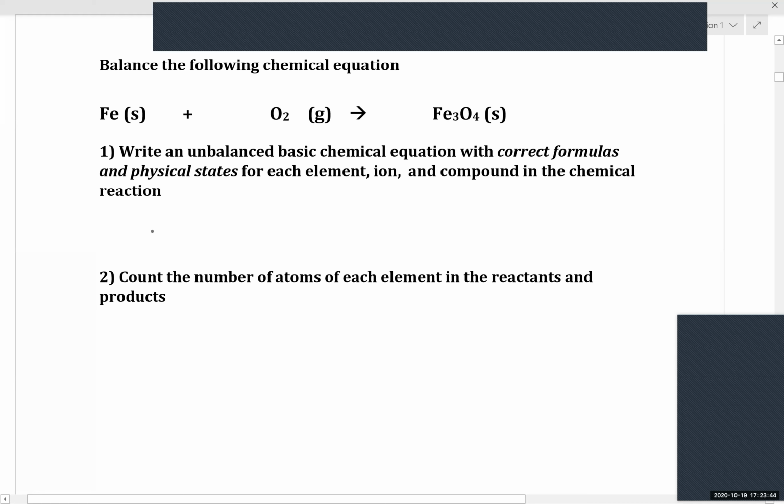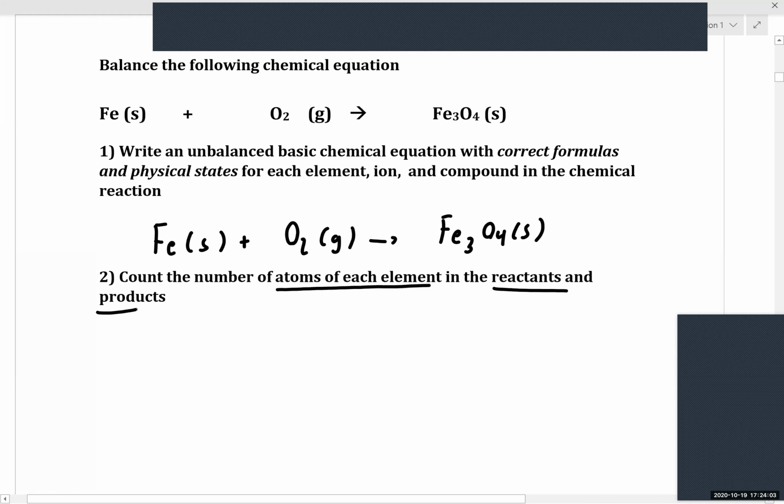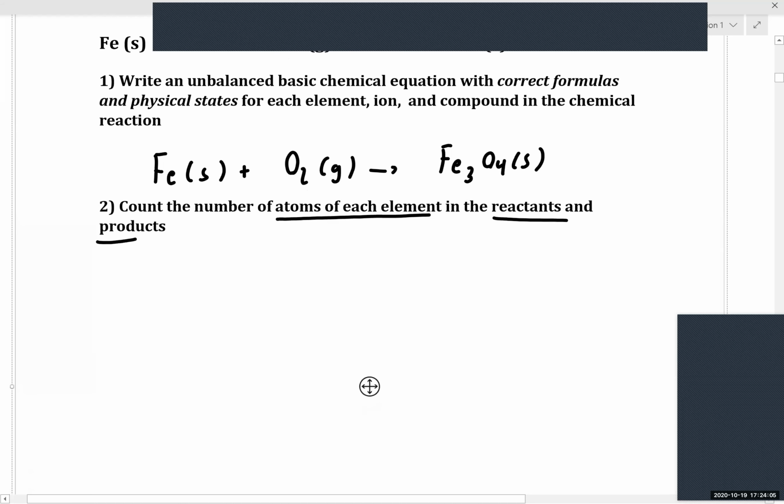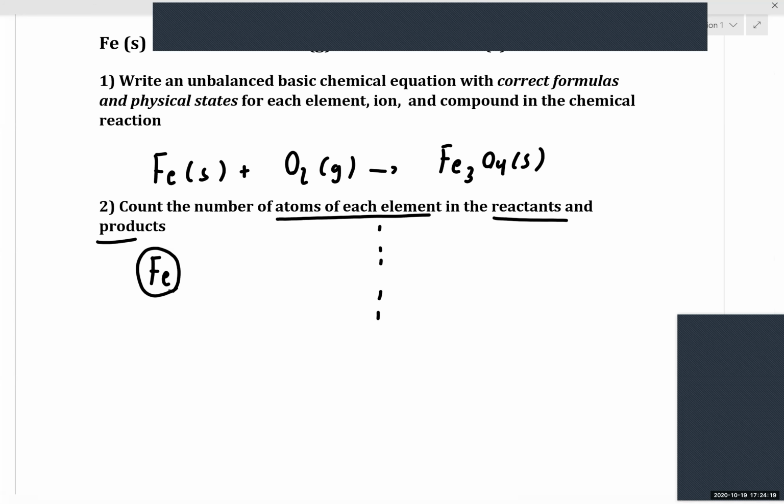So we're just gonna rewrite our initial unbalanced chemical equation. And then what we're gonna do is count the atoms of each element in the reactants and products. To make this really easy on us, I'm gonna draw some pictures. Really, don't be shy. Just like in our molecular formula chapter, pictures are really efficient at helping you count and visualize the atoms in each of our molecules.